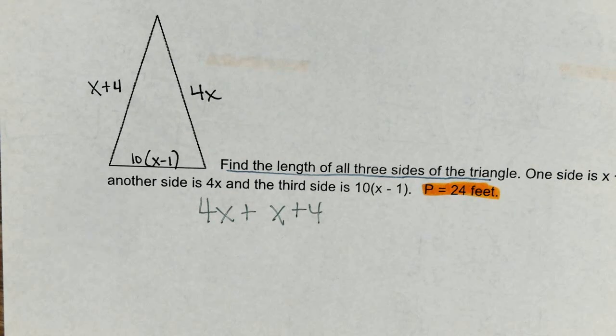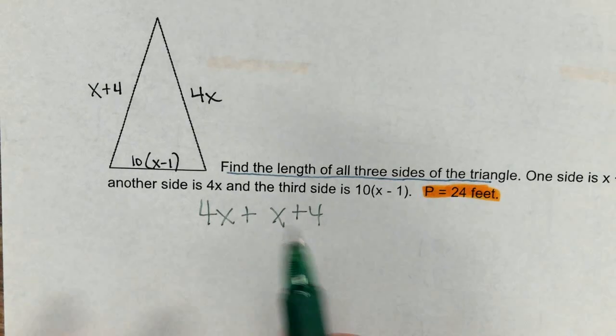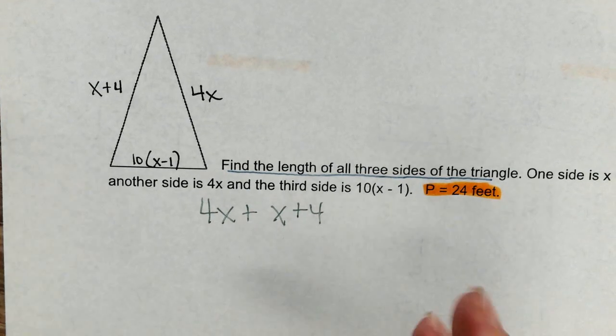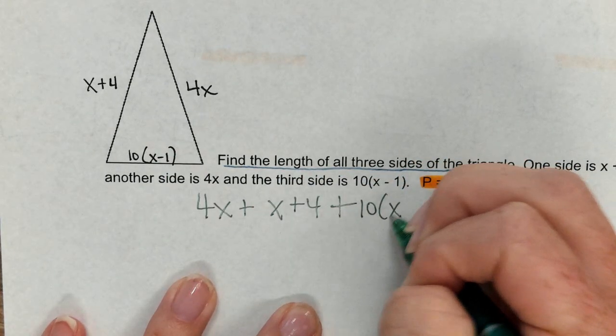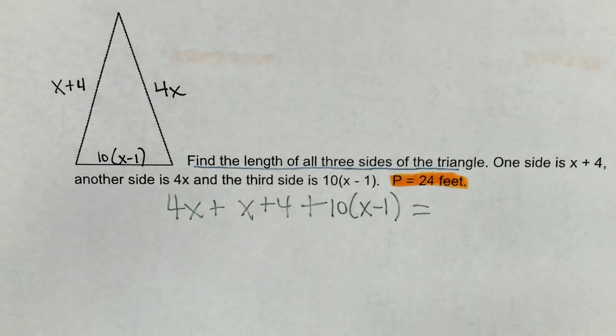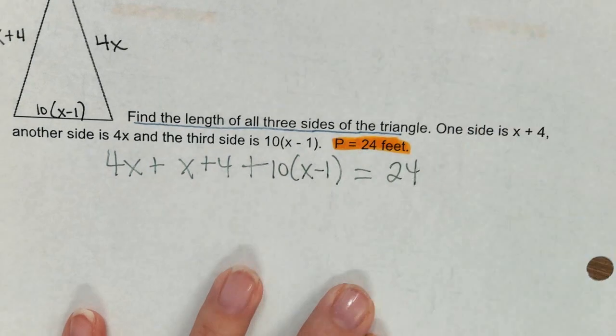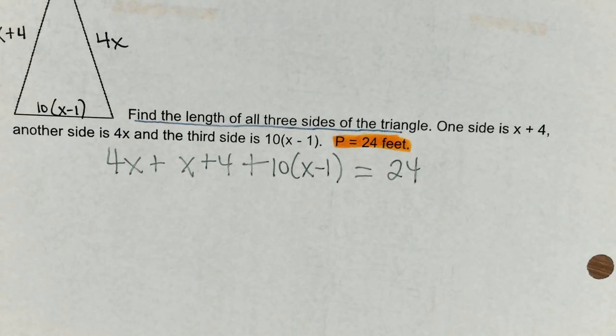How do you find perimeter? Okay, so I did this side plus this side. Now I have to add this side, 10 times x minus 1. And all of that has to add up to equal 24. It's just an equation, so we write down the equation.